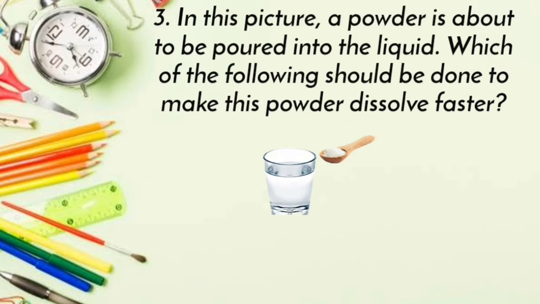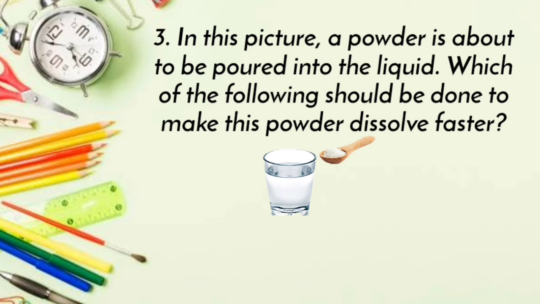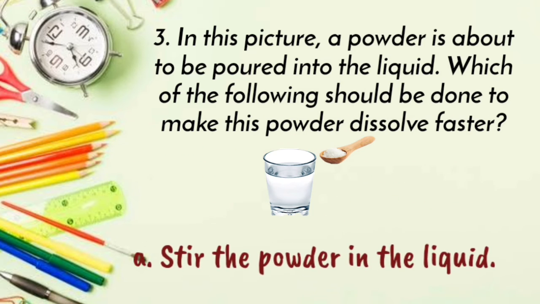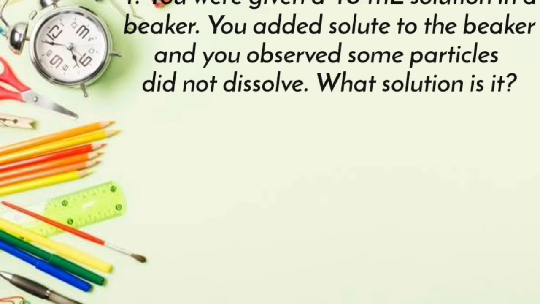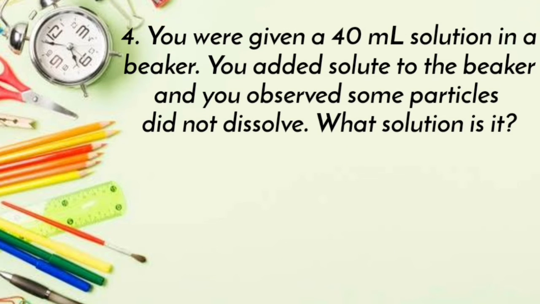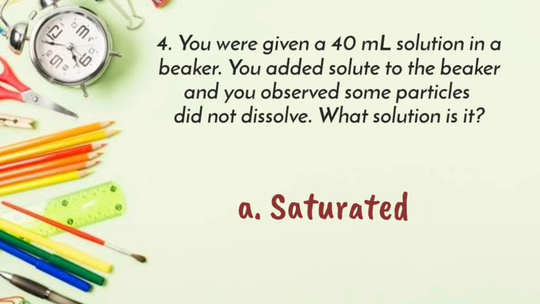In this picture, a powder is about to be poured into the liquid. Which of the following should be done to make this powder dissolve faster? And the answer is letter A, stir the powder in the liquid. You were given a 40 ml solution in a beaker. You added solute to the beaker and you observed some particles did not dissolve. What solution is it? The correct answer is A, saturated.